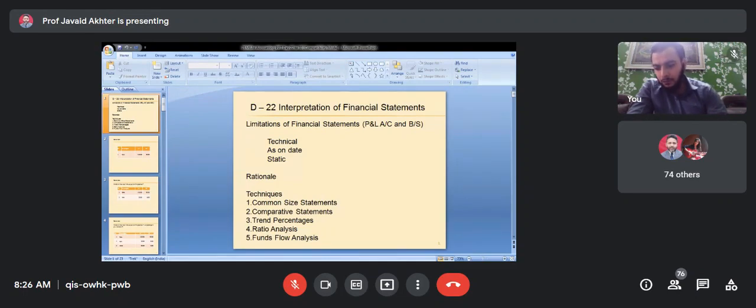Suppose your situation is 10 capital and 90 liability. Someone else's situation is 90 capital and 10 liability. So naturally, who is in a better position? The one who has 90 capital and 10 liability.